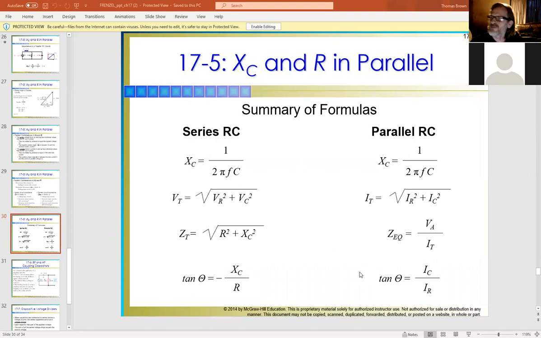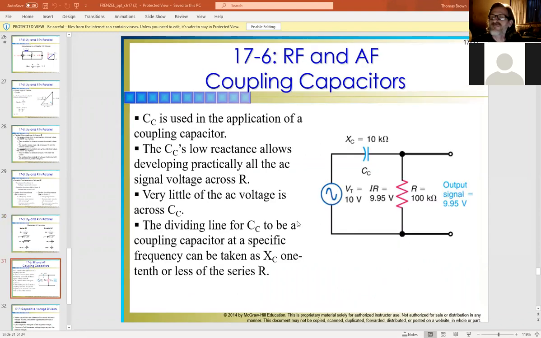So that's like a recap for where we're at this point. This is everything that he's had up to in this chapter. And like I say, tomorrow's lab, yeah, big surprise. We're going to do parallel networks with resistors and capacitors and see how those work. And then we'll have a little calculations to go through, and then we'll measure and compare.